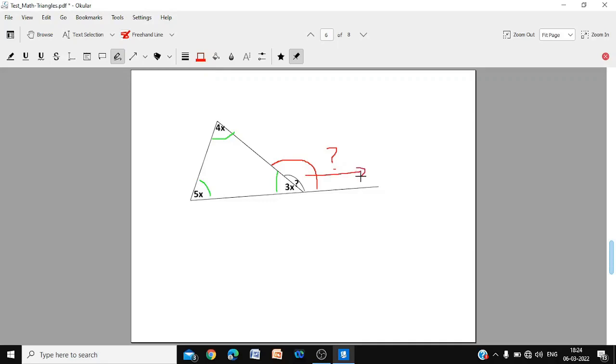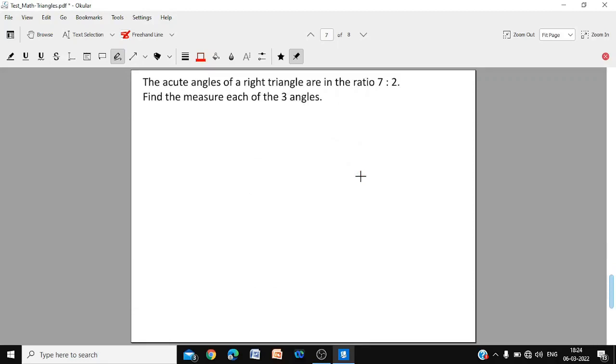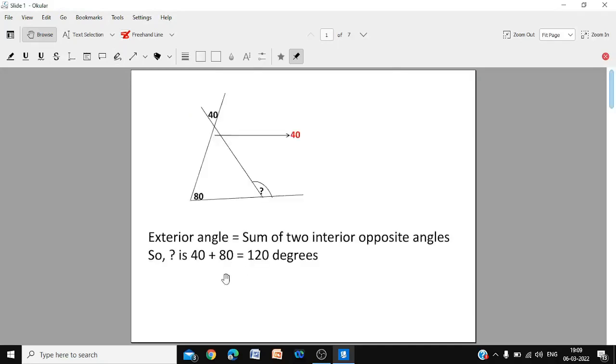Next question. The acute angles of a right triangle are in the ratio 7:2. Find the measure of each of the three angles. It's a right angle triangle where the acute angles are in the ratio 7:2. Find the measure of all the angles of the triangle. And now we shall check the answers.